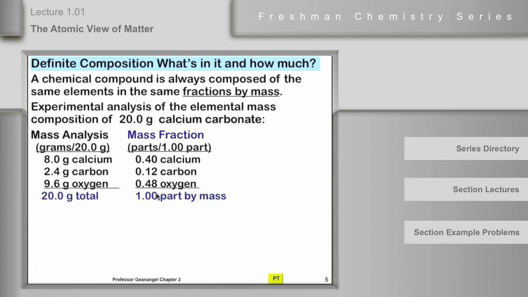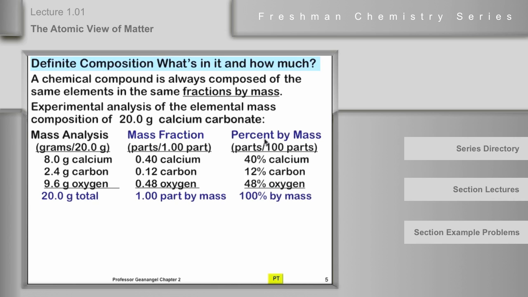And sometimes, instead of using this sort of decimal fraction approach, we would prefer to use percentage. And so you convert mass fraction to mass percent by multiplying by 100%. So that's pretty easy. Percent by mass, 0.4 times 100% would be 40% calcium by mass, 12% carbon by mass, and 48% oxygen by mass. And here, if we did our math right, it'll add up to 100%. So those are 3 ways to express definite composition.